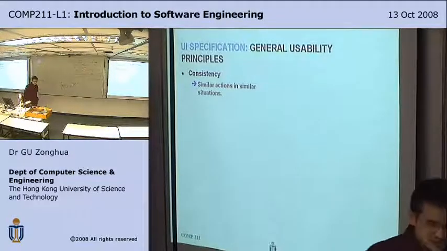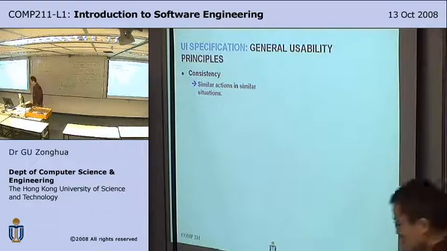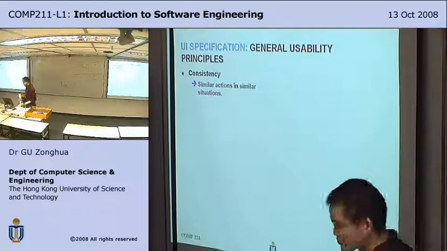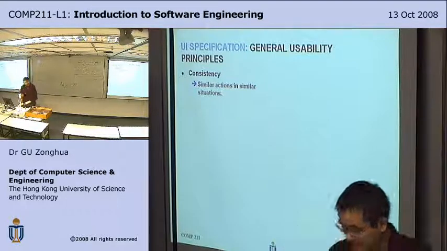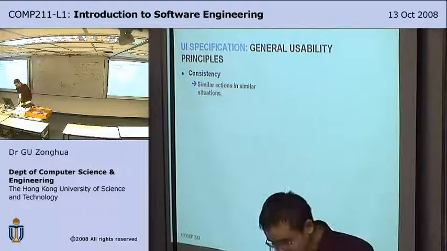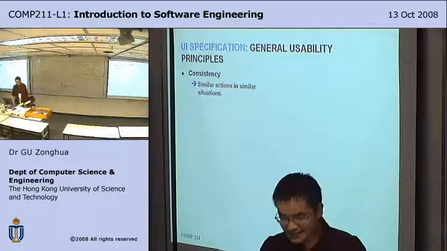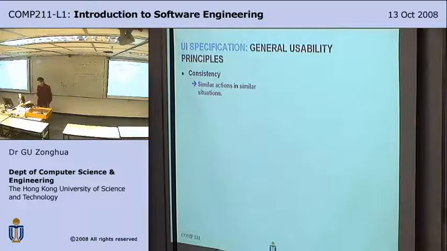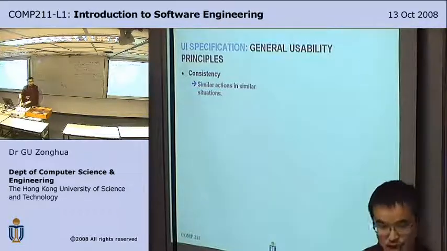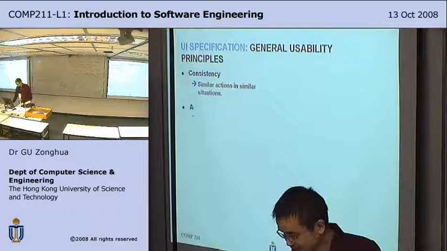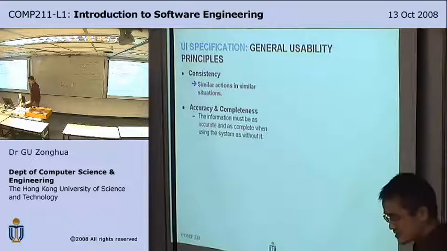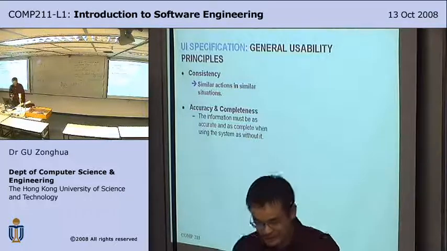Okay, so we discussed user interface last time, so we'll briefly review the general usability principles. You should have consistency, that is similar actions in similar situations, so that the user doesn't have to know many different ways of doing the same thing. There should be identical terminology in prompts, menus, and help, and accuracy and completeness, that is, the information to which the user has access must be accurate.